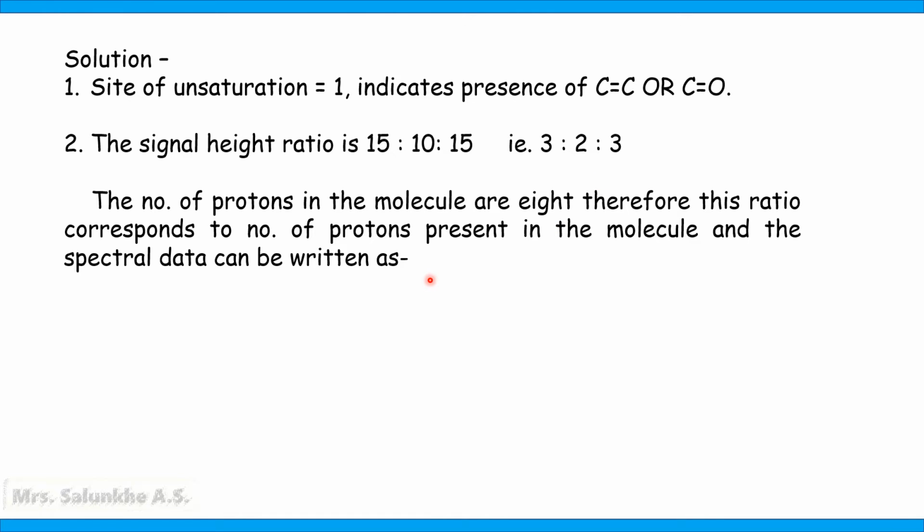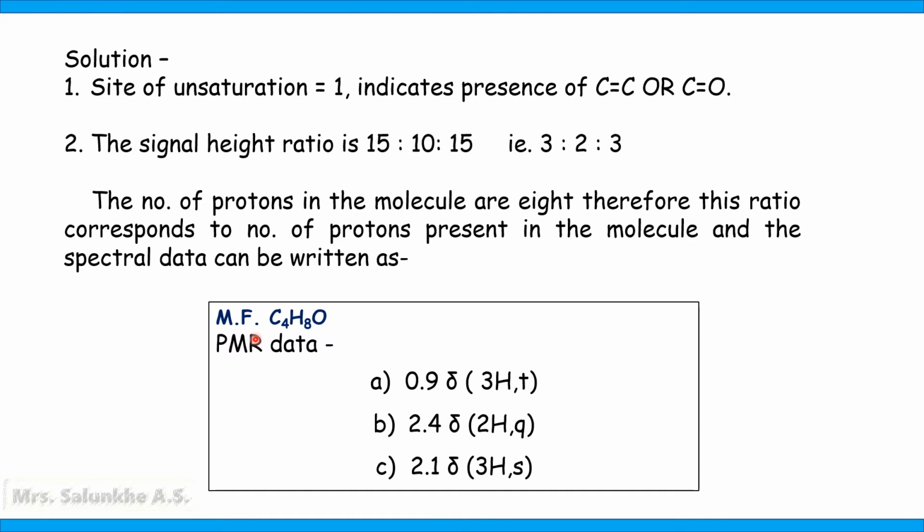Therefore, this ratio corresponds to the number of protons present in the molecule. The spectral data can be written as molecular formula C4H8O, and the first signal is 0.9 delta 3H triplet. 3H corresponds to 15 mm. Similarly, 2.4 delta 2H quartet, 2.1 delta 3H singlet. Now we see each signal one by one.